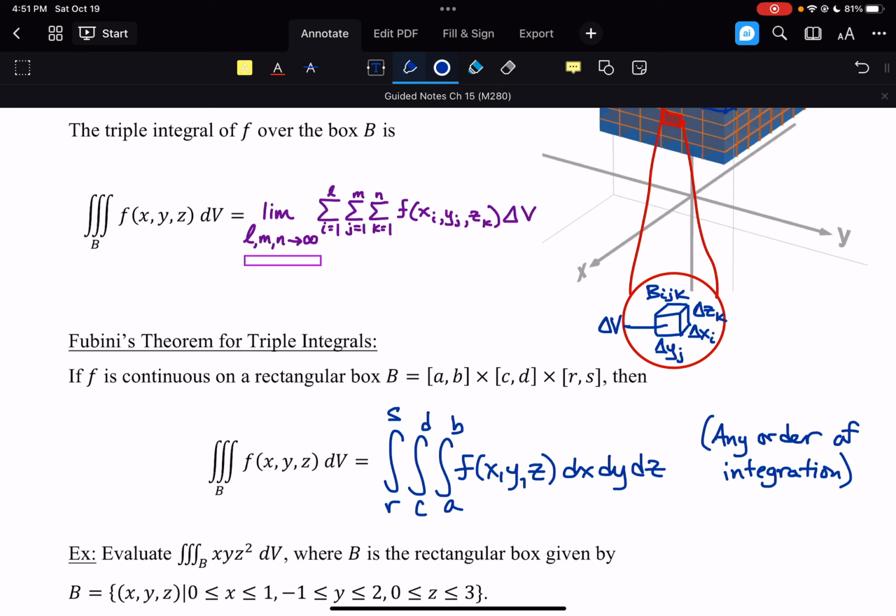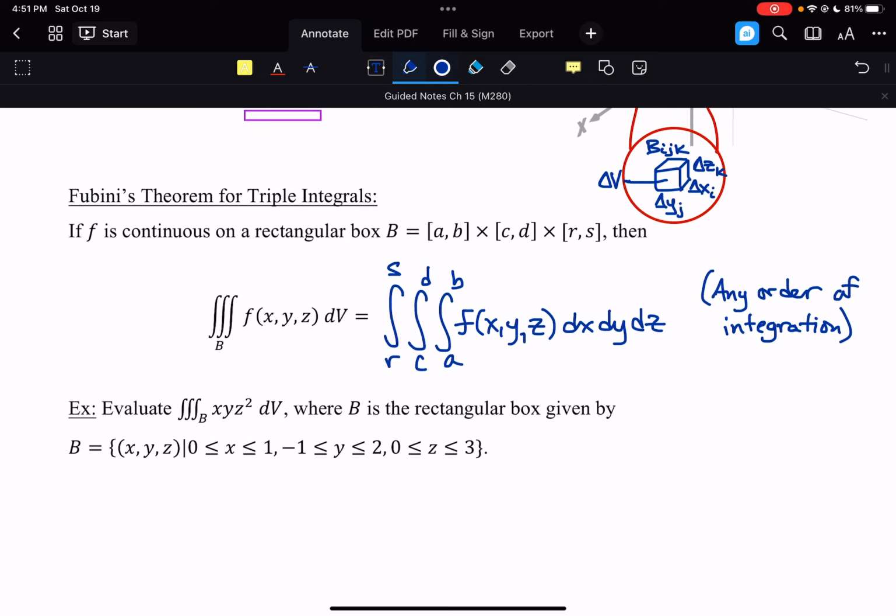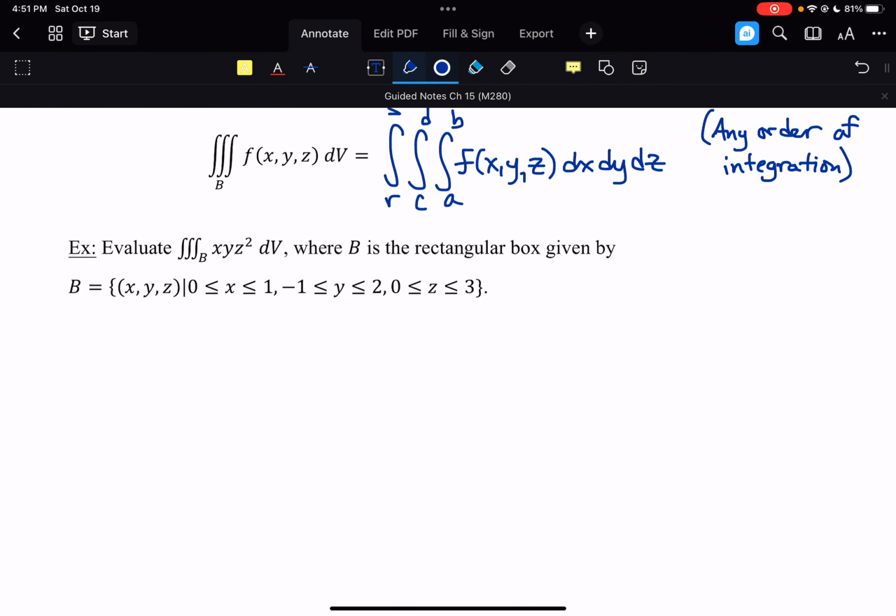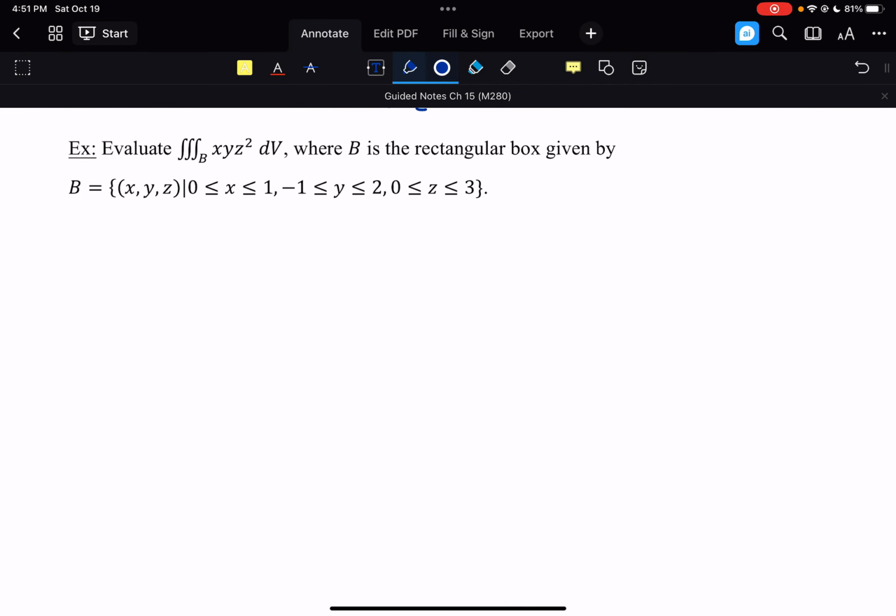Since they're all constant bounds in this case. So let's try out an example. Evaluate this triple integral of xyz squared dV, where B that we're integrating over is the rectangular box given with these dimensions. So we're going to get the triple integral of xyz squared. Order of integration doesn't really matter here because, again, all constant bounds, but I'll just stick with dx, dy, dz.